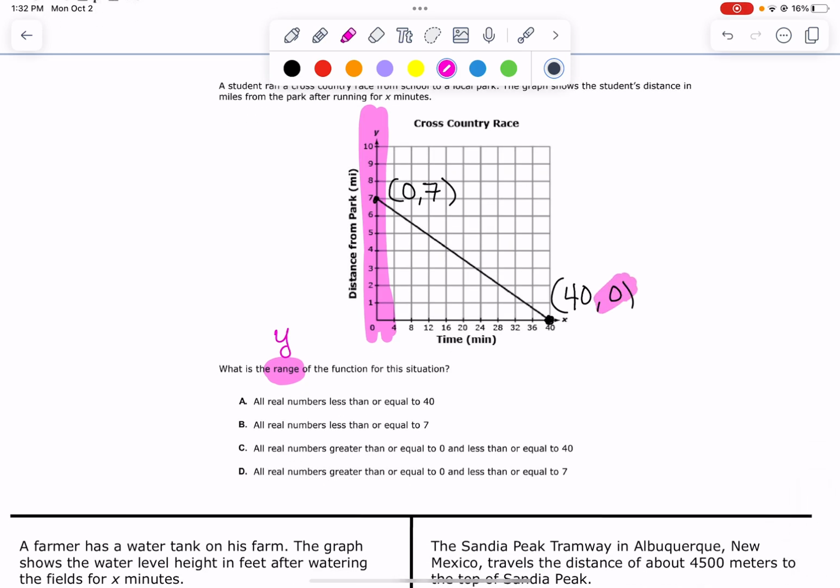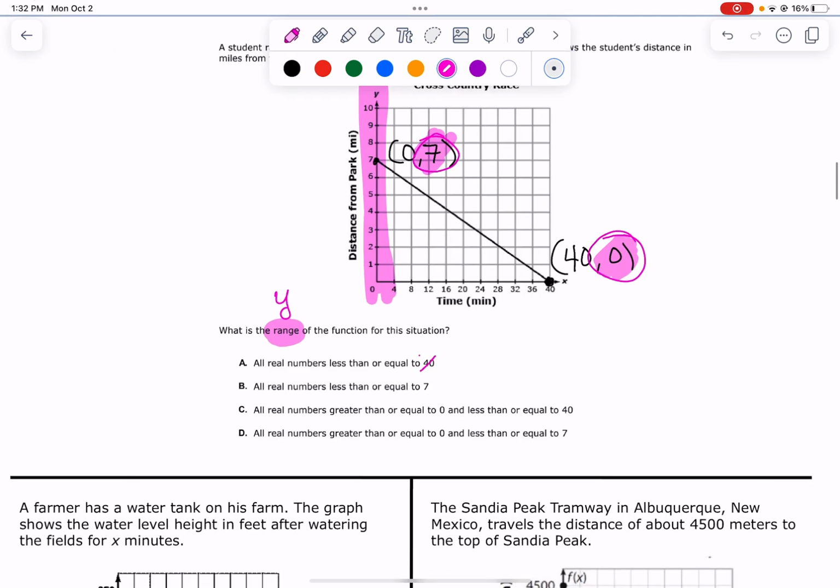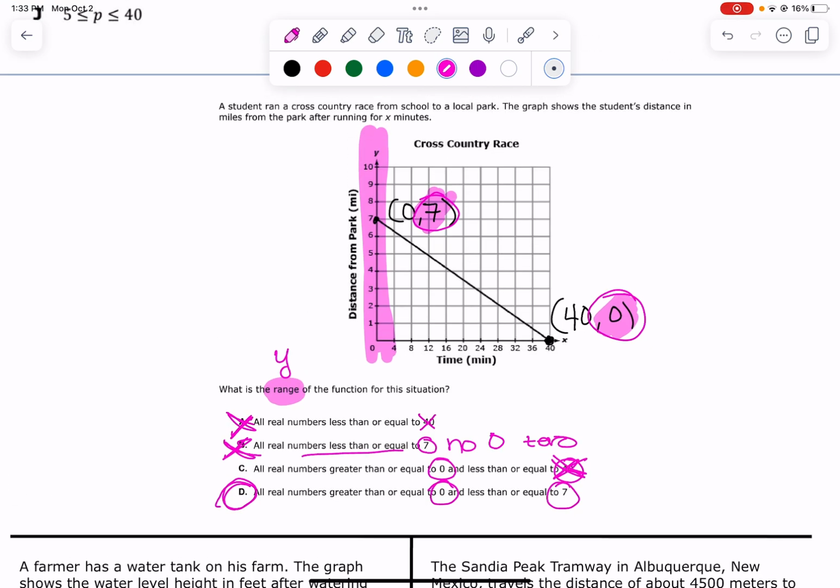So if I'm looking, I know that range is my y values. I know my y values are 0 and 7. So I need my answers of 0 and 7. Here I have 40, so that's no good. Here I have 7, but no 0. So B cannot be good. A is not good. On C, I have 0 and I have 40. 40 is not good. On D, I have 0 and 7. So D would be my correct answer. We're just trying to match the numbers. So we know 0 to 7. Those are the numbers we want.